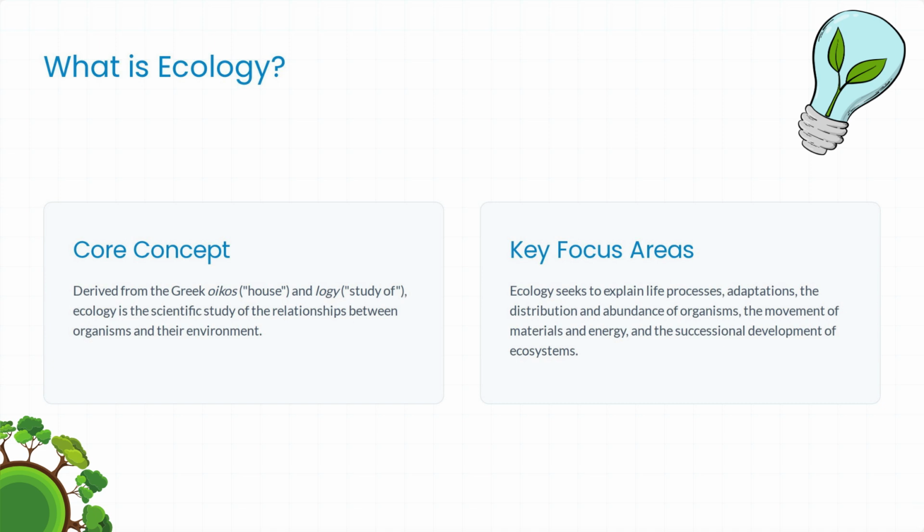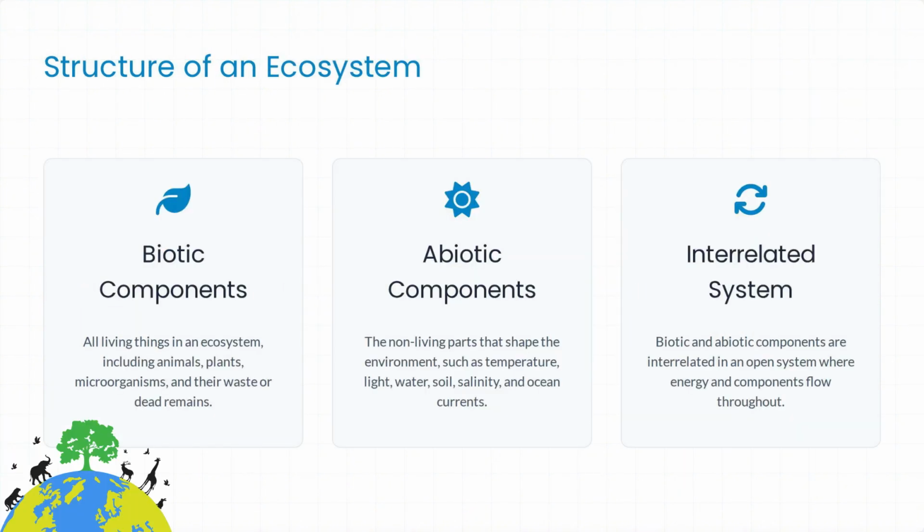Key areas of focus for ecologists include life processes, adaptations, how and where organisms are distributed, the movement of materials and energy, and how ecosystems develop over time. Let's look at the structure of an ecosystem. An ecosystem is made up of two main types of components.